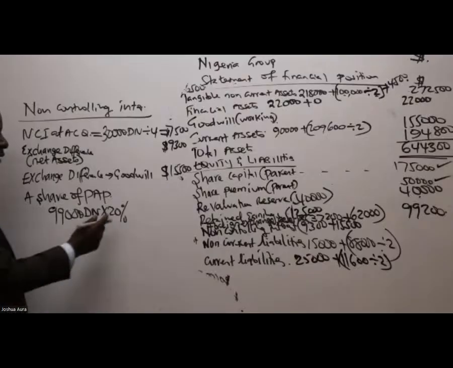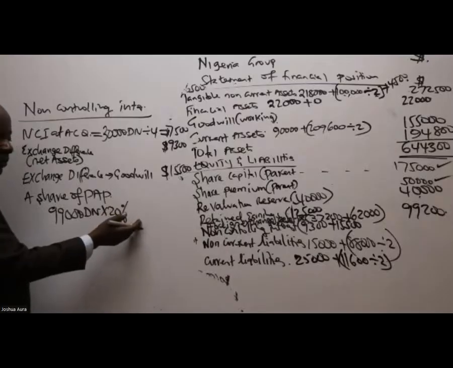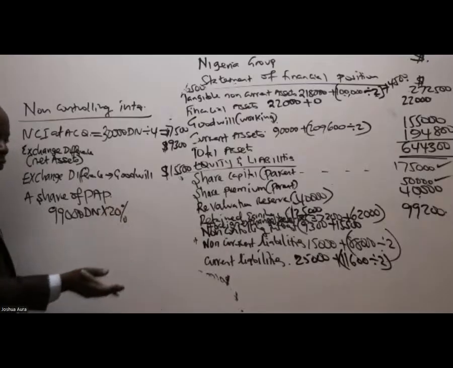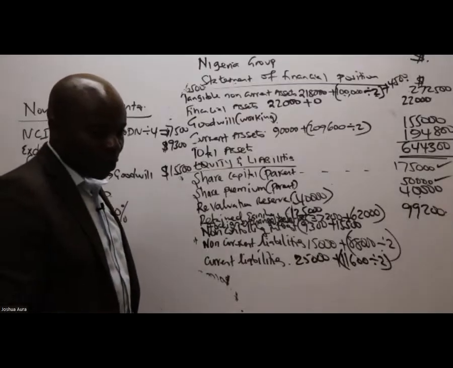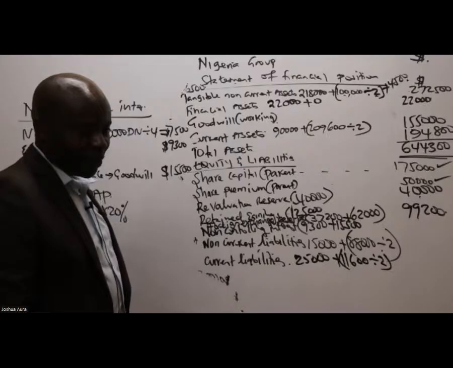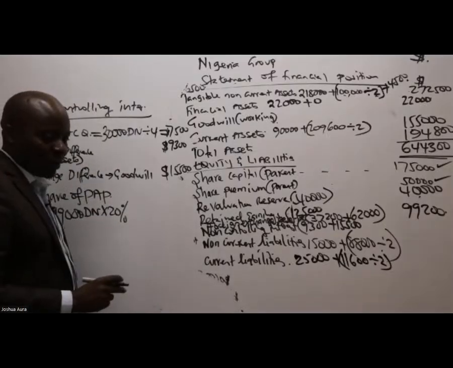Can somebody give me the translation rate in this case? Should I use 4 or 2? What should I use here, somebody? In this case, for this PARP, should I use 4 or 2?